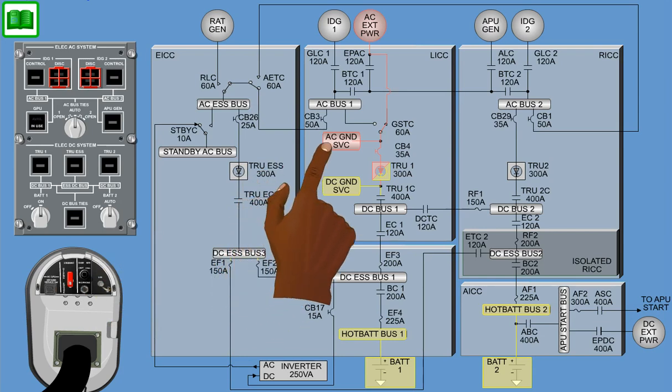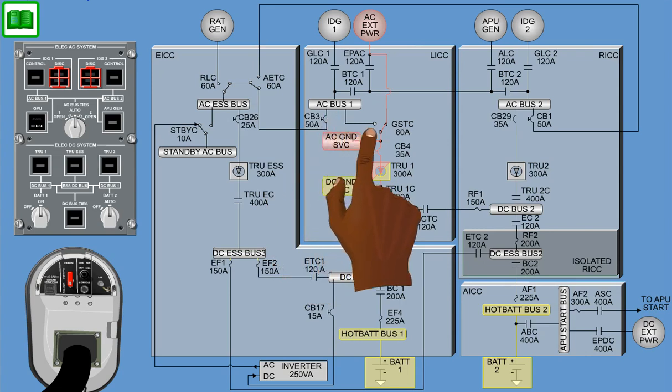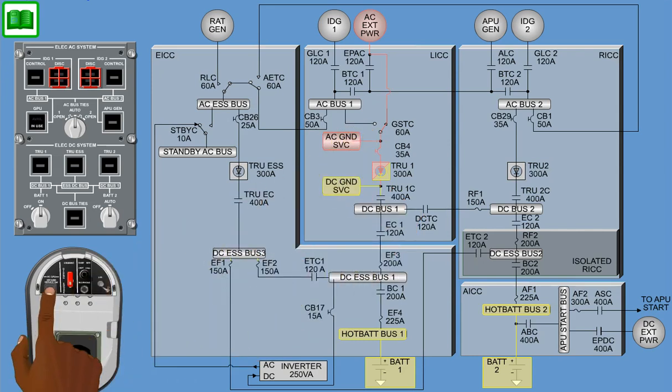If the AC bus 1 is powered, then the ground service transfer contactor will open. If the GSTC is energized and the ground service switch is again toggled, the GSTC will move to the rest position.